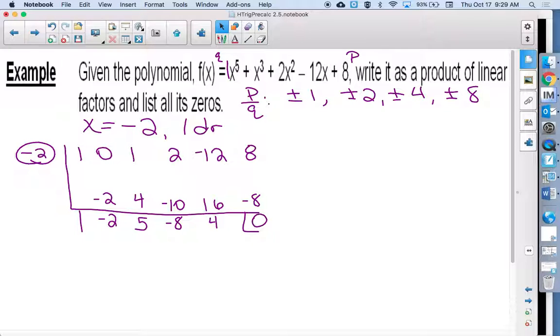And then get a remainder of 0. So what do you do next? We use the -2. We did synthetic division. What do we do next? Brendan? Do it again with 1. Yeah, do it again with the 1.